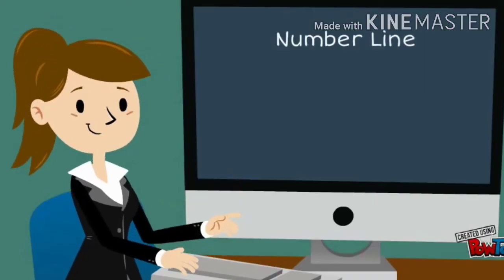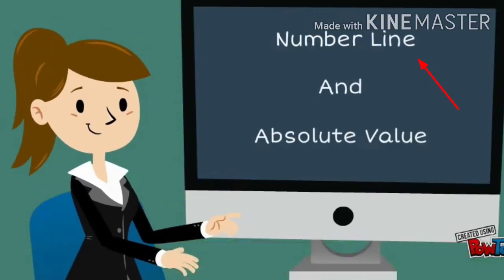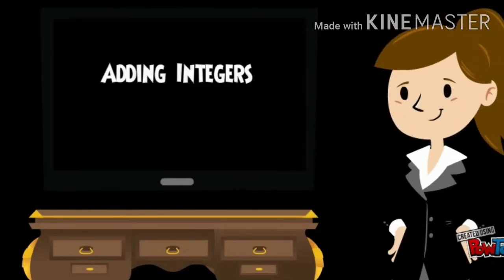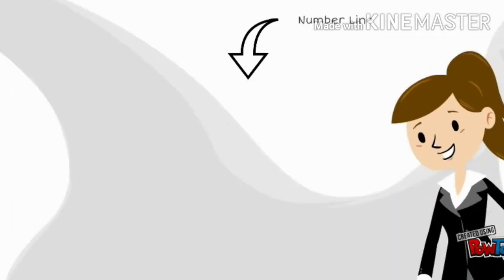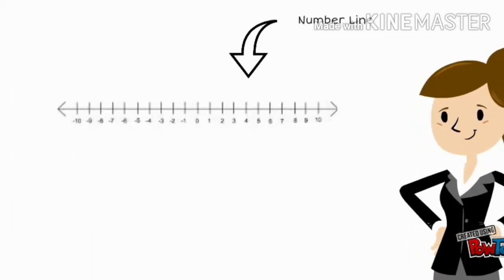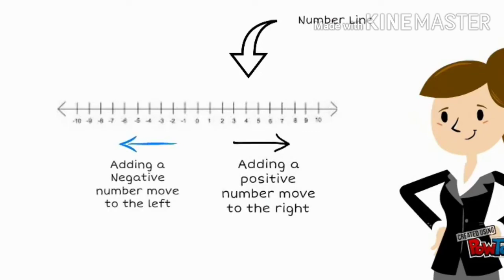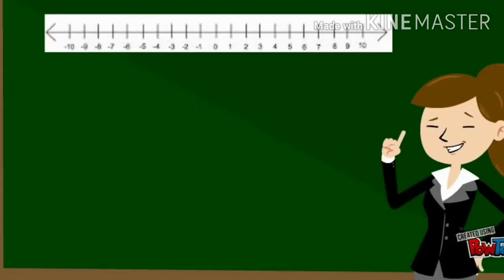Okay, let's proceed. There are a lot of methods of adding and subtracting integers, but we'll give you two methods only, the number line and absolute value. Adding integers. The first method is by using a number line. So we get negatives here at the left and positives to the right. In adding a negative number, you move to the left. And if you're adding a positive number, you move to the right.